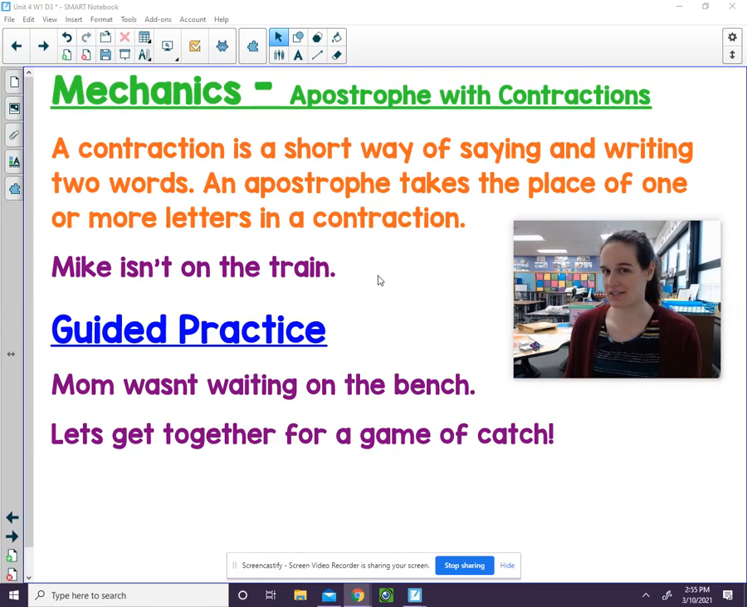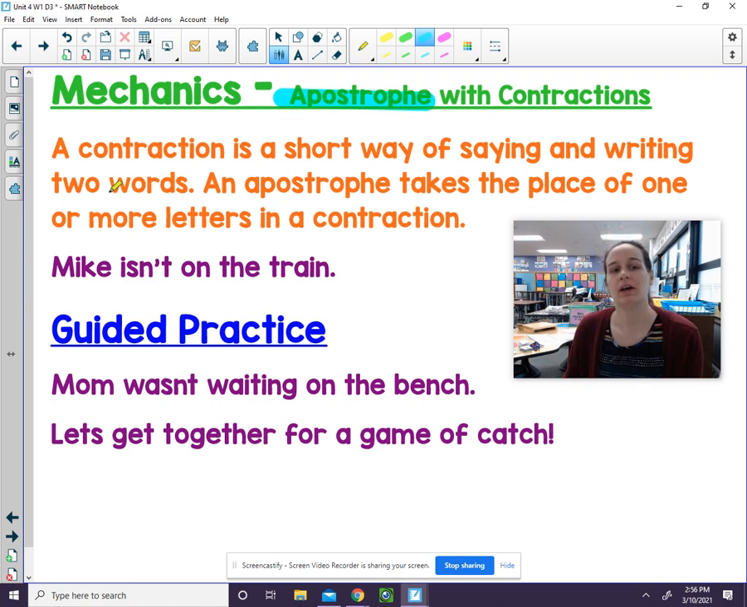We are going to discuss contractions more. And we don't want to forget that with every contraction, there is an apostrophe. Very important for us to remember. So a contraction is a short way of saying and writing two words. An apostrophe, again, apostrophe, takes the place of one or more letters in a contraction.